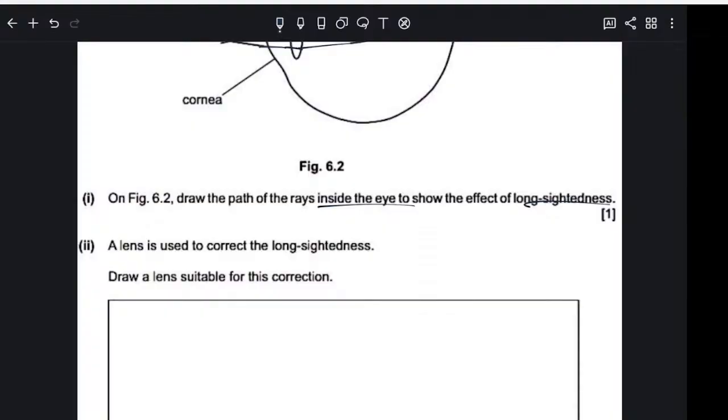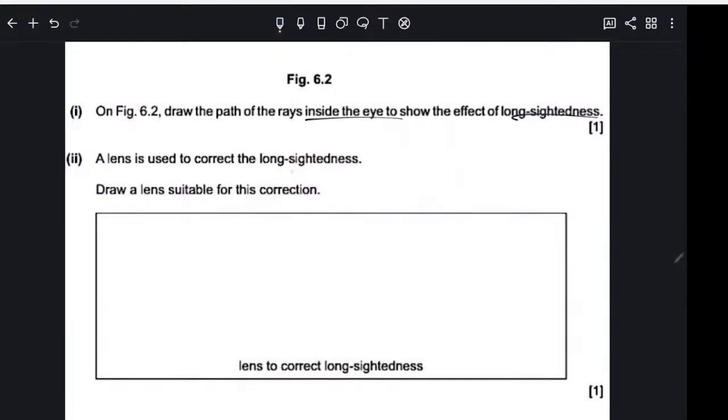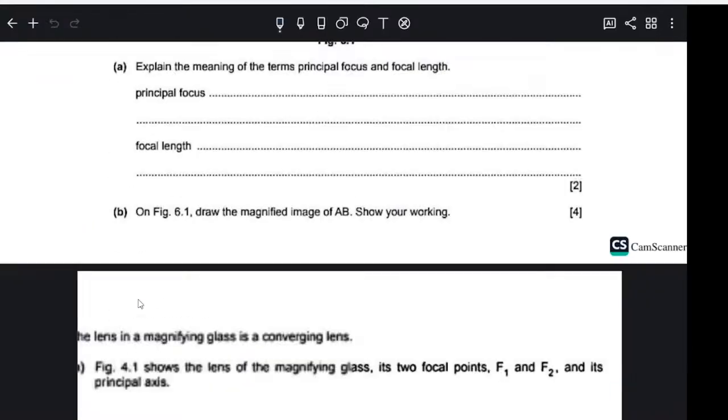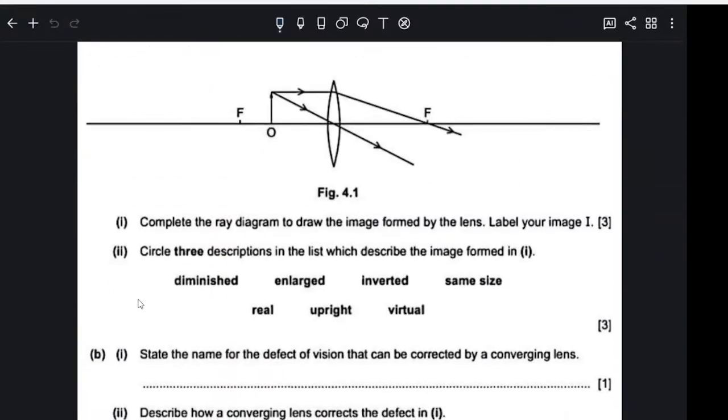Here, a lens is used to correct long-sightedness. Draw a lens suitable for this. It's a convex lens. This is the lens which is used to correct long-sightedness. Is there anyone with a question? Is there anyone with a question on this one? Let's look for another one.